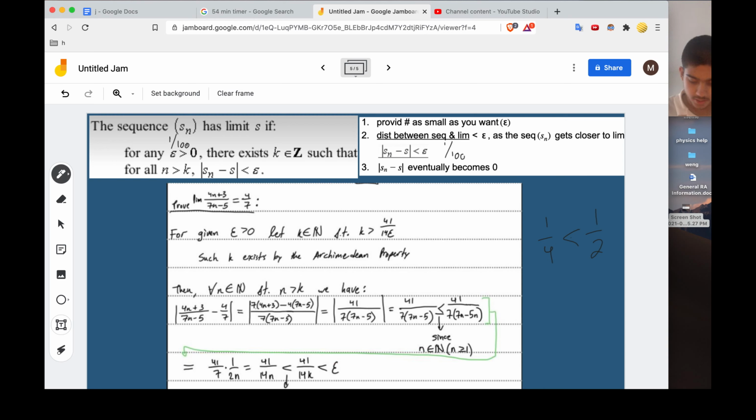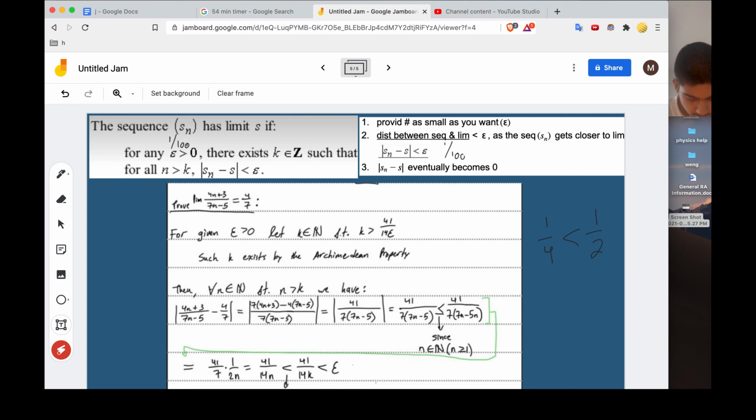If we multiply 41 over 14, what happens? Never mind, you're not multiplying. You're just seeing that this fraction is less than epsilon. We made sure that k, we're just going to give it the minimum value. The minimum value has to be this. It has to be bigger than this. So as long as it's bigger than that, this is going to hold for epsilon.